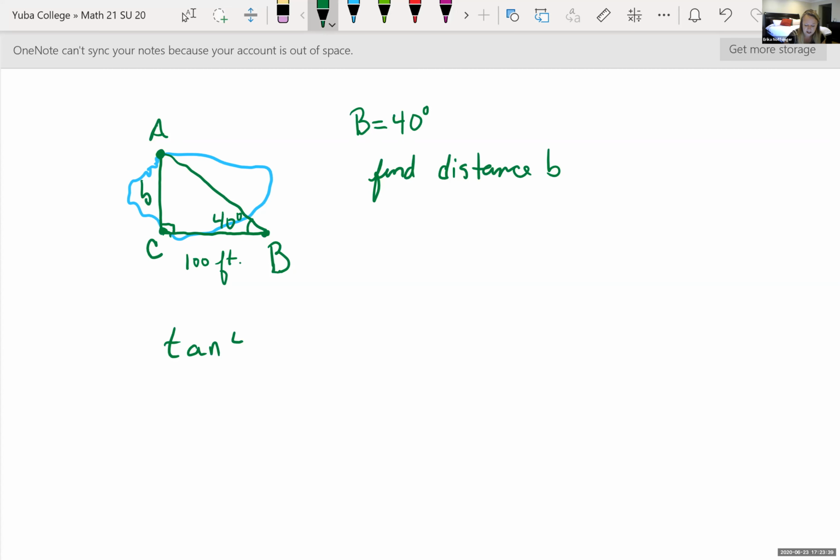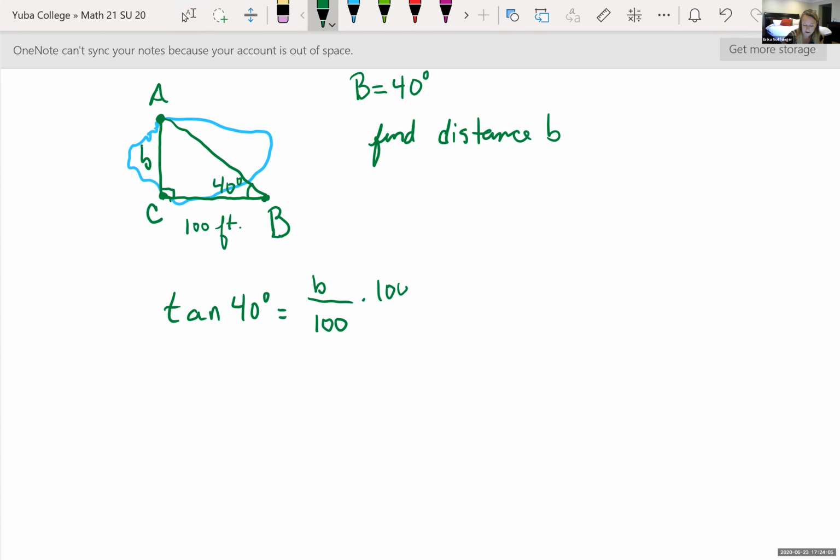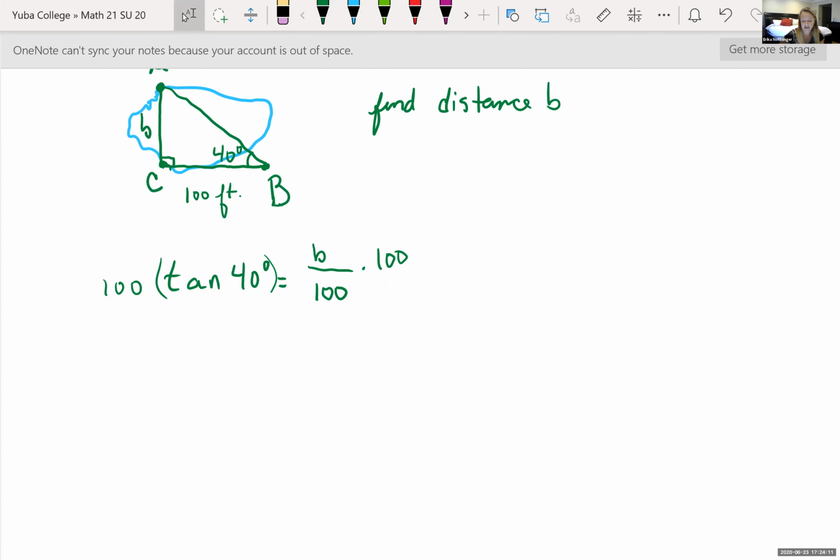So I have tangent of 40 degrees, which is opposite, side b, over adjacent, which is 100. Now we've got everything we need to find side b. We can get b by itself by multiplying both sides by 100. So we have 100 tangent of 40 degrees is equal to side b.